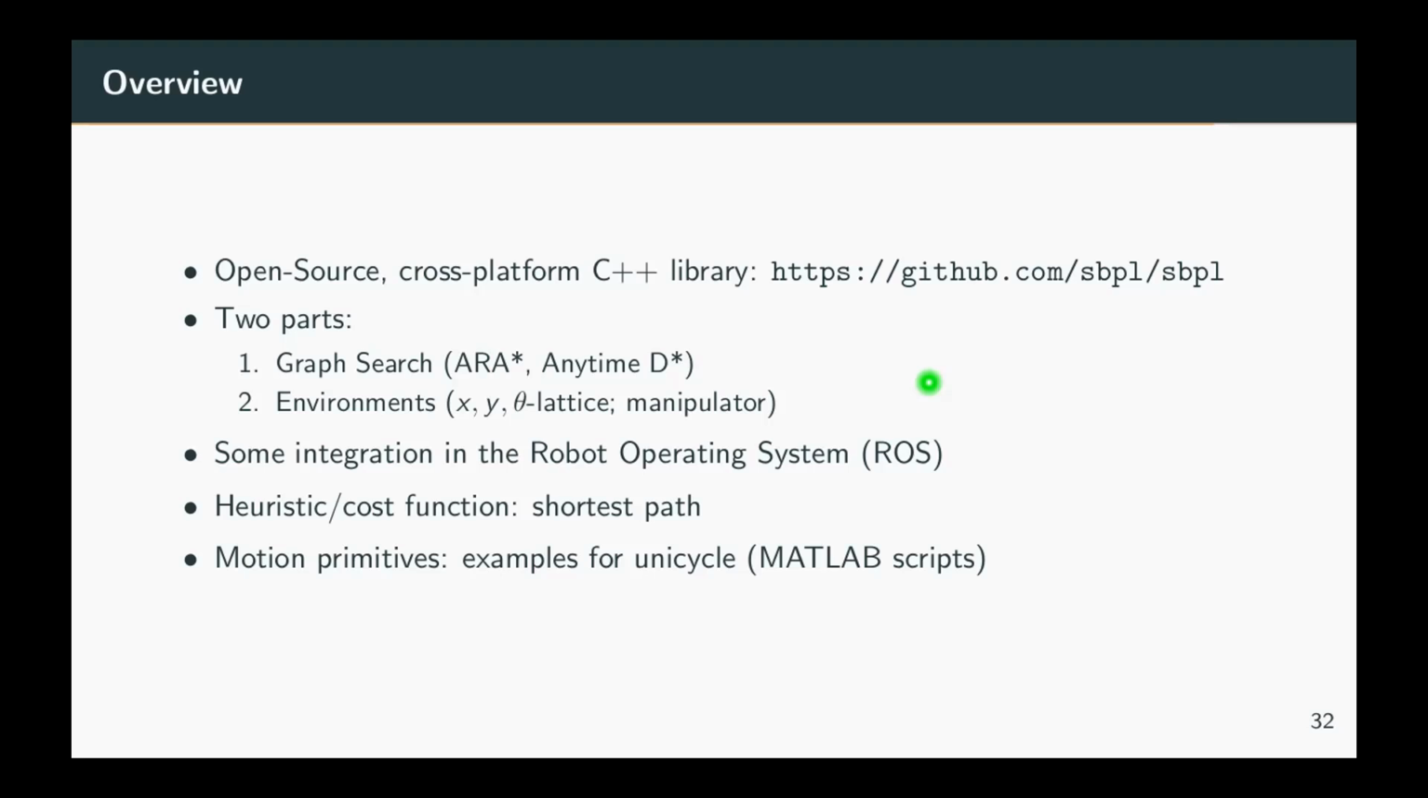It has a bunch of the graph search algorithms that we discussed at the very beginning of the lecture. It also has a number of example environments already given so that we can apply it, and also some motion primitives for, I think, a unicycle, more like a ground-style robot. There's also integration with the Robot Operating System, or ROS, and they use the shortest path as heuristics. And the motion primitives are written in MATLAB, so not so easy to reproduce unless you have a MATLAB license.